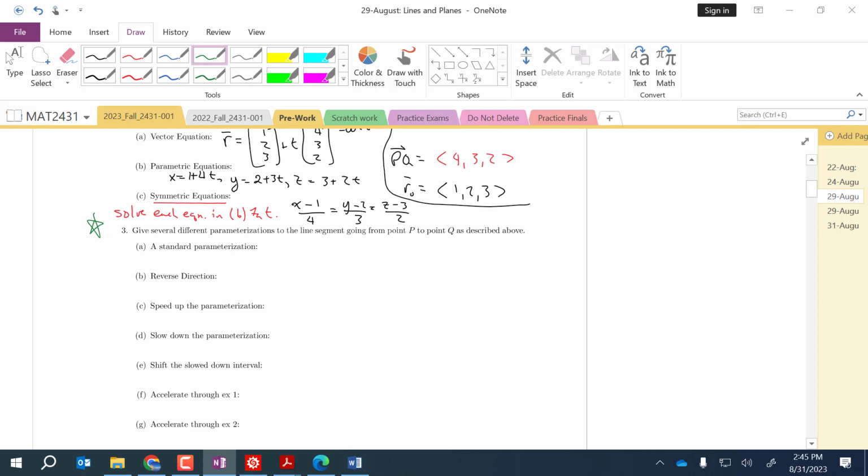I've not yet found a calc book that says, let's just spend some time teaching parameterizations. Instead, they teach it as we go. So this part's going to be hard for this course. In a few days, you're going to say, wait, how do I know what parameterization to use? And the answer is, most of the time, it doesn't matter. As long as your parameterization traces out the correct graph with whatever stipulations you were given, you're good.